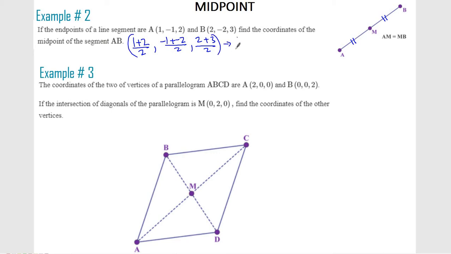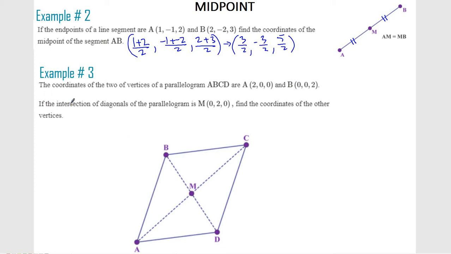So this would get us 1 plus 2 is 3, 3 over 2, negative 3 over 2, and 5 over 2. All right, there we go.